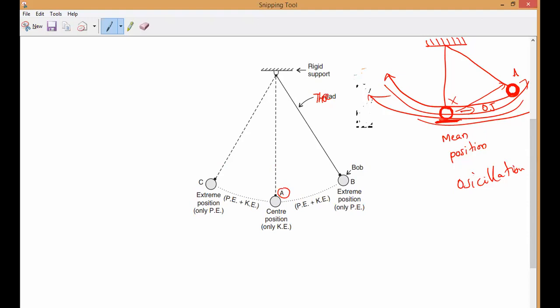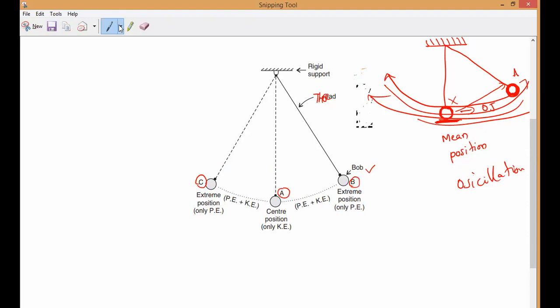We assume it as A. And this side, extremely high, at height from the ground, is what we call extreme position B. And on this side also it will rise high, which is also an extreme position, and we take it as C. Okay, guys.